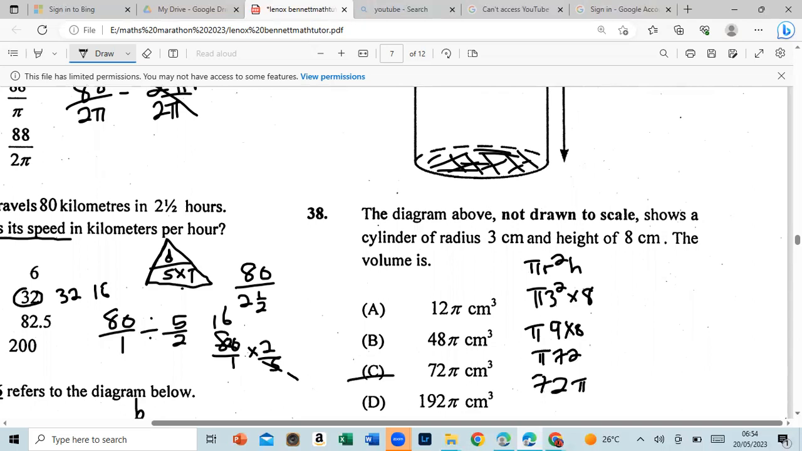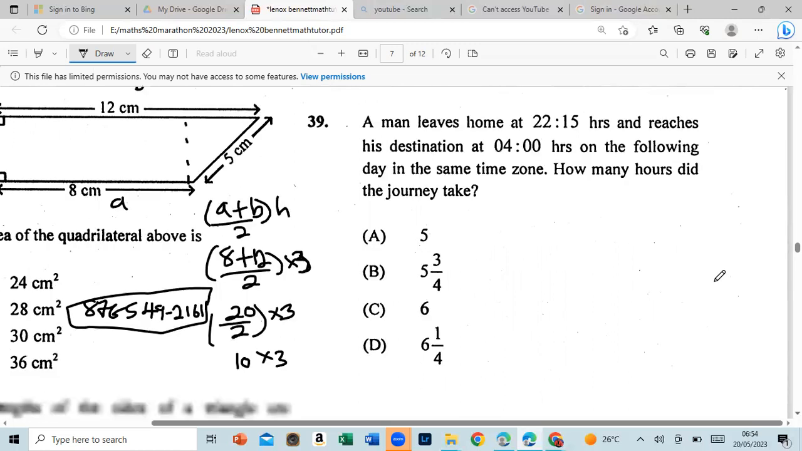Right, let's move on to 39. A man leaves home at 22:15 hours and reaches his destination at 4 hours on the following day in the same time zone. How many hours did he travel? So guys, first you want to know what time that is, right? So you can subtract 12. So this means he left at 10:15, right? And he reached 4 o'clock. That's what it means. So how much time do we need to get to 12?